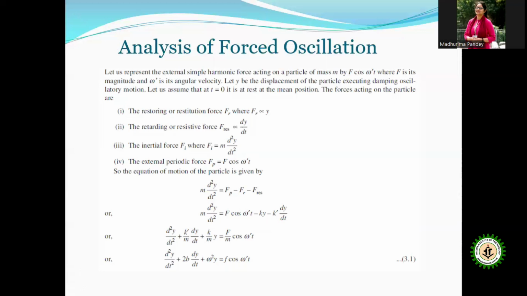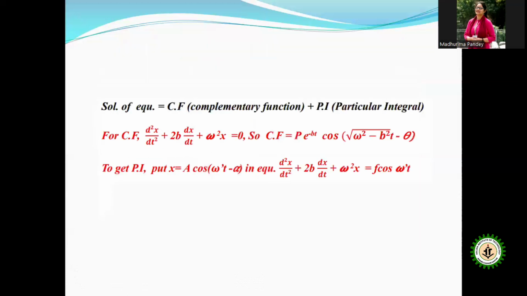Now keep only the first term on the right hand side and the other terms on the left hand side, and then divide by m. Finally we get this type of equation. This is basically the equation of motion for forced oscillations. What is 2b? The term 2b comes here because of the presence of damping, and omega square is basically the restoring force constant, which is k by m. Now to get the solutions of this oscillation, we have to deal with equation 3.1. So let's go to that.